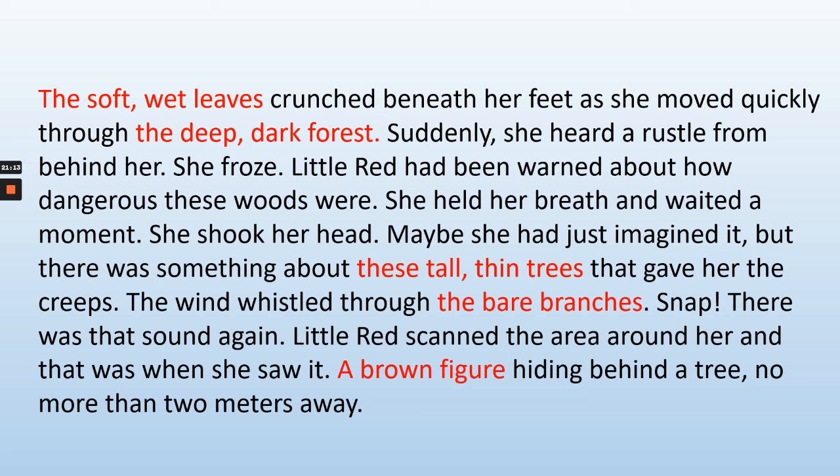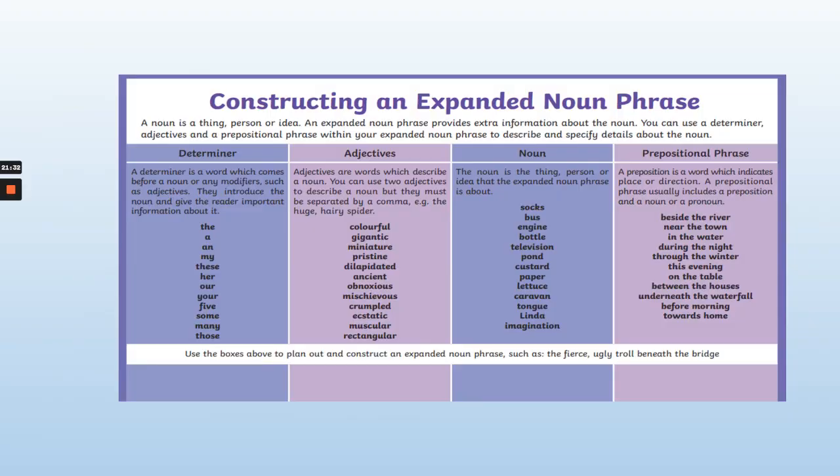As you can see here, we have expanded noun phrases. The soft, wet leaves, the deep, dark forest, these tall, thin trees, the bare branches, a brown figure. That's what you need to be doing, weaving them into your writing to add more description and to engage the reader. So you can use this to help you for expanded noun phrases. You have your determiner, adjective, nouns.